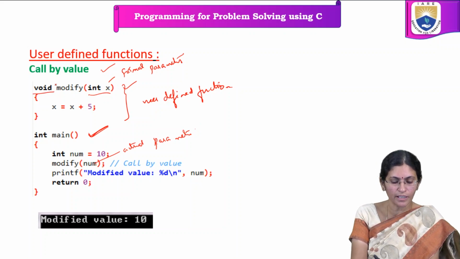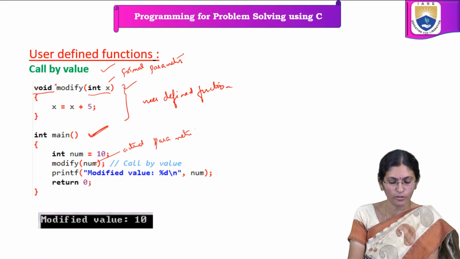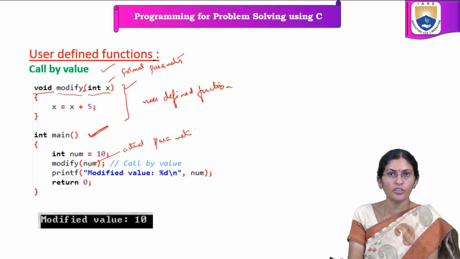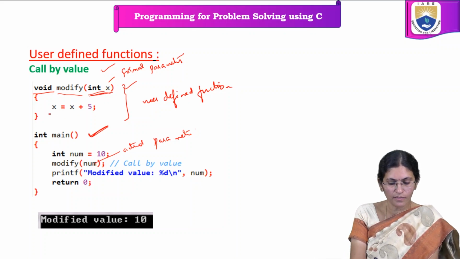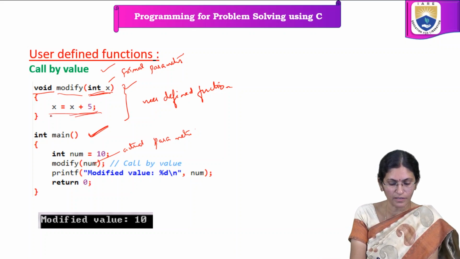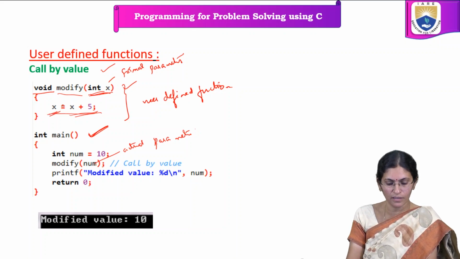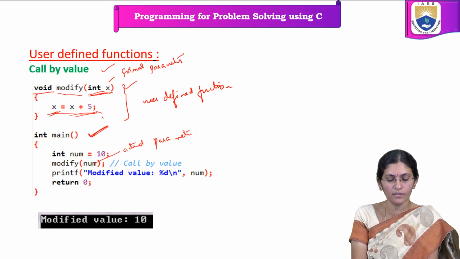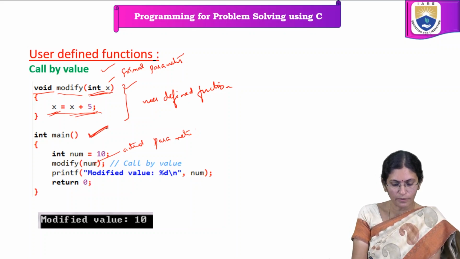Here the return type of this function is void, so it does not return anything. The name of the function is modify and it takes one input parameter, an integer value. In this we have written the statement x is equal to x plus 5. Whatever the value of x is, that is added with 5 and the result is stored in the variable x. This function does not return anything, therefore we have not written any return statement here. So program execution starts from the main function.